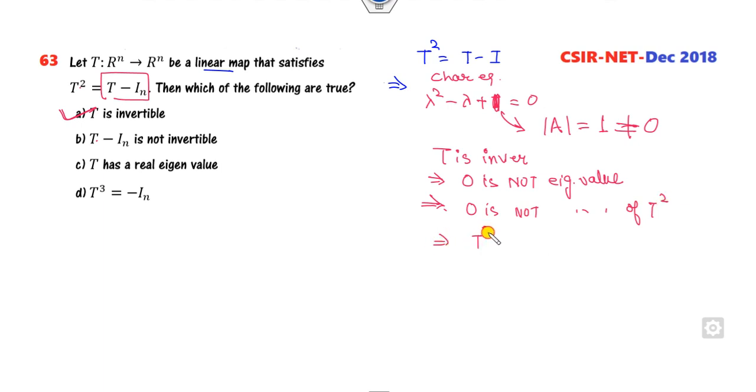What is the meaning of that? T square is invertible. So it means T minus I is invertible, but they are talking about not invertible. This option is cancelled out.